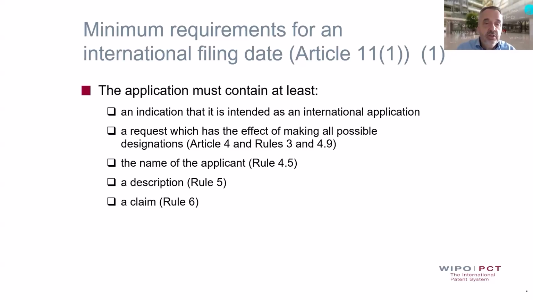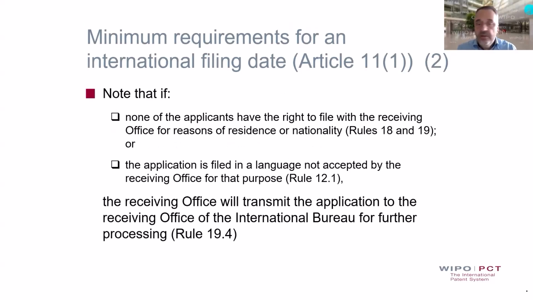Now, I didn't mention on this slide that in principle, the articles also say that you need to have an applicant in your application who has the right to file with the receiving office that you're filing with, or that you have to file in a language accepted by the receiving office. Now, we don't include this anymore in the minimum requirements to get an international filing date because of a very important safeguard that was introduced in the 1990s, and it's called Rule 19.4.